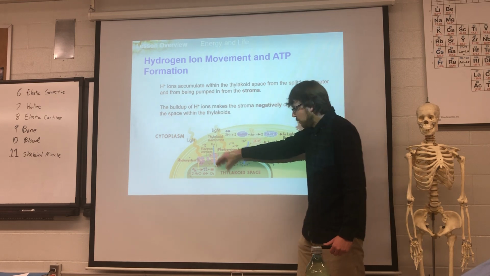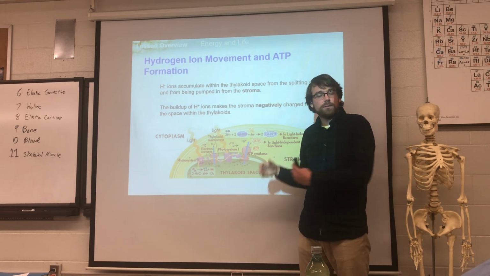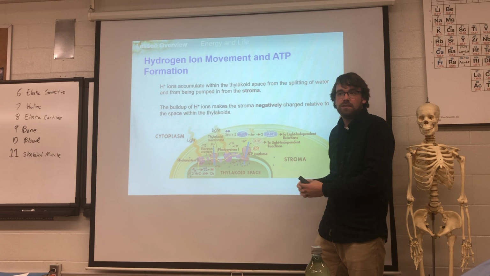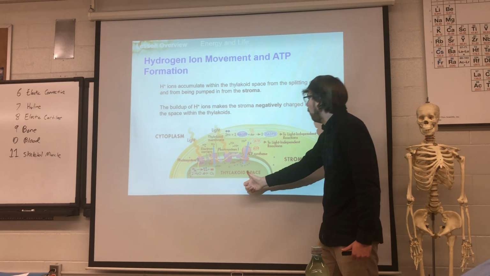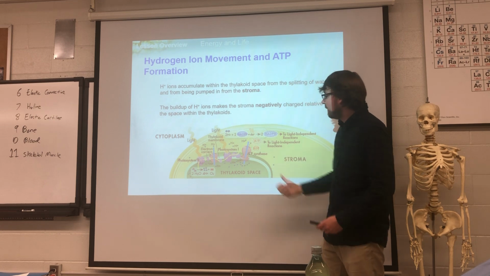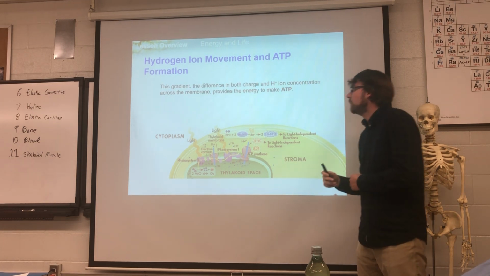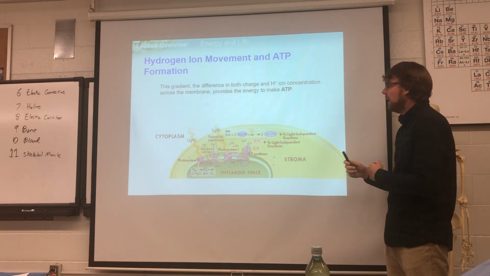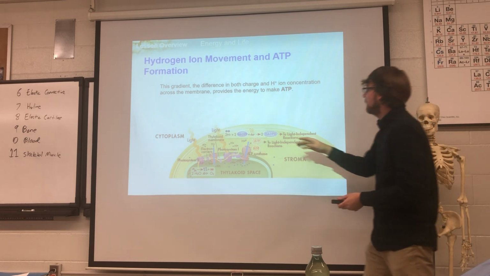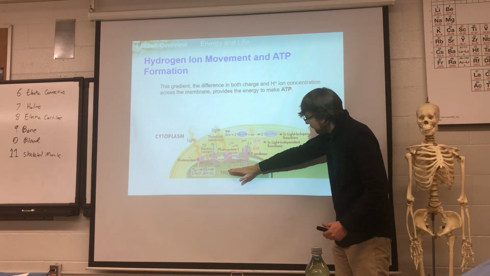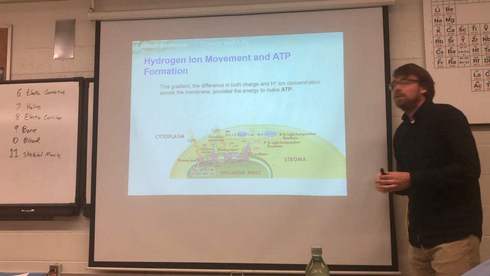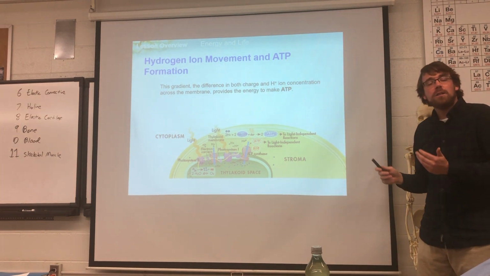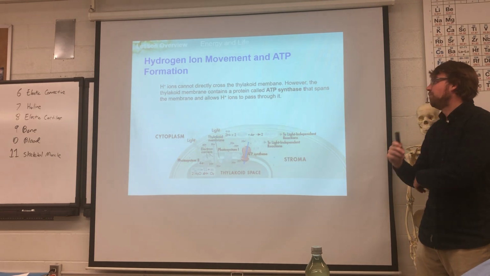And all this H plus doesn't want to be in here. It wants to get out. It wants to spread out. And the only way through is this one protein, ATP synthase. So we have a gradient, which is a difference in the amount of H plus that is inside and the amount of H plus that is outside. So this is going to provide the energy to make ATP.